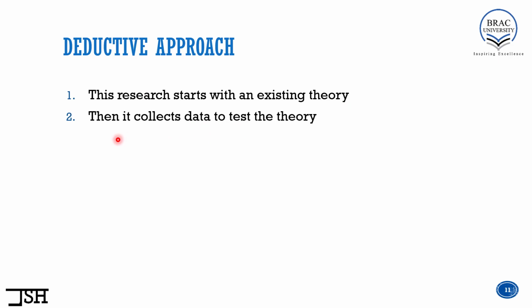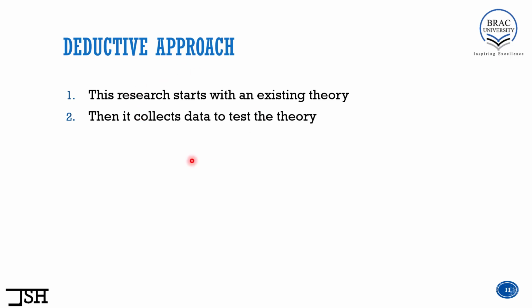Next, we collect data to test the theory. How do we collect data? Maybe we conduct an online survey or maybe a pen and paper survey, right? So through that survey, we ask questions to people, and based on that, we collect data from 100, 200, 300 or even 1,000 respondents. So that's how we collect data. And what do we mean by test theory? We try to find out whether the theory that we started with is true or false.